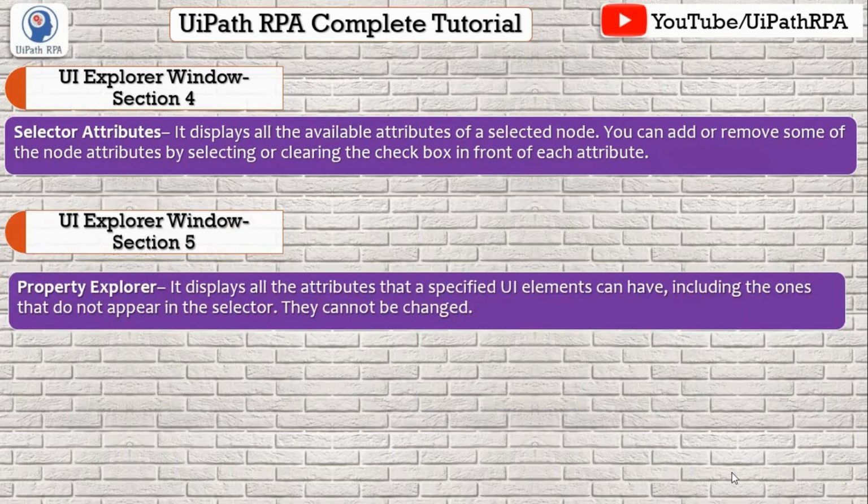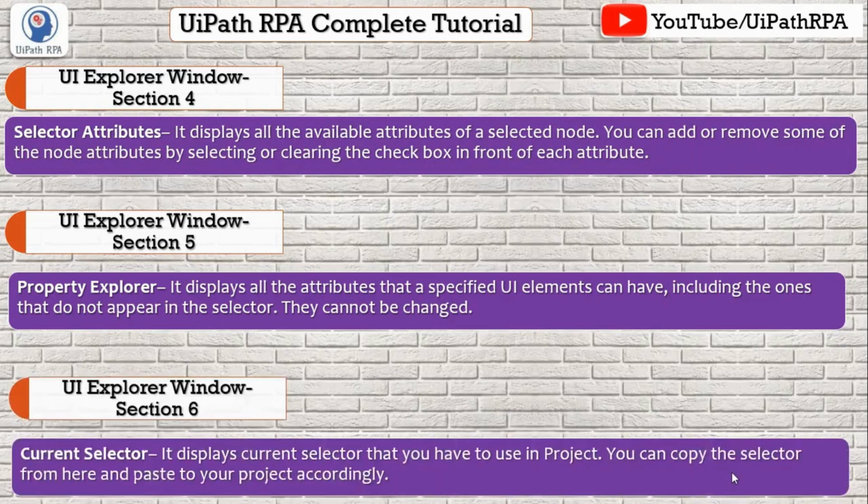So it displays all the attributes that specified UI elements can have, including the ones that do not appear in the selector, and they cannot be changed. And the last is current selector. So it displays current selector that you have to use in project. You can copy the selector from here and you can paste to your project accordingly.